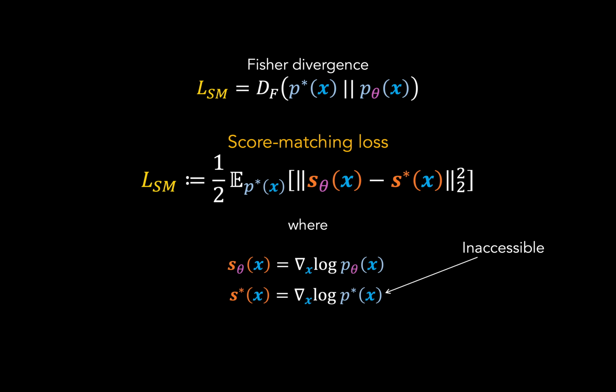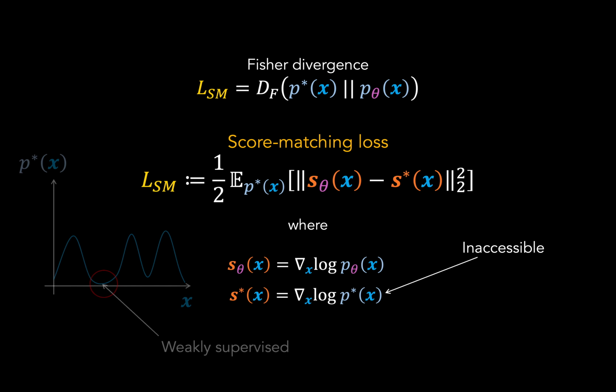First of all, we lack direct access to the score of p star because p star itself is unknown. This means that we lack a training target. Second, because this loss is an expectation over p star, we'll draw very few samples from low density regions of the data space during training. So supervision will be weak in these regions, and our score predictions could prove to be inaccurate. This is especially problematic for low density regions that lie in between data modes. So we need to find a score target, and we need to deal with what we can call the coverage problem.